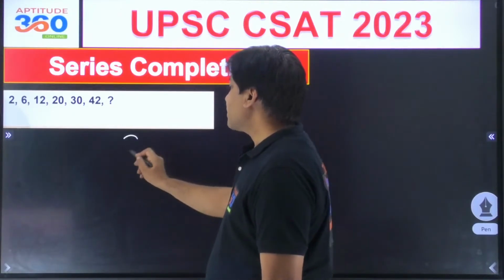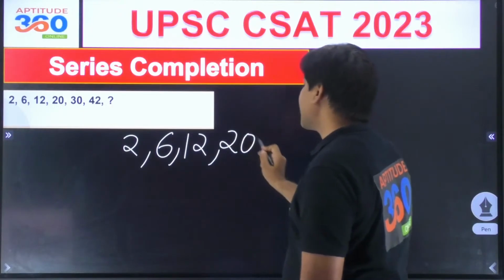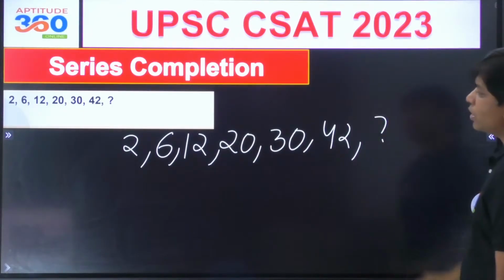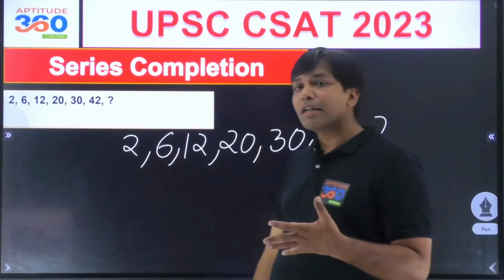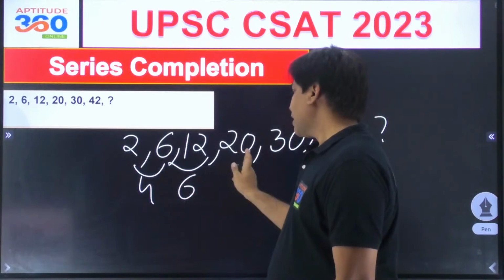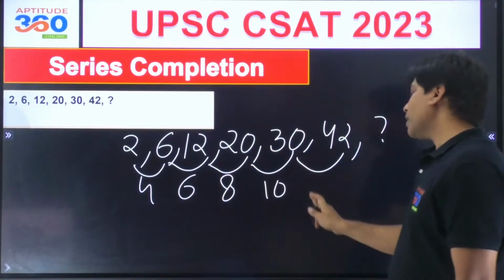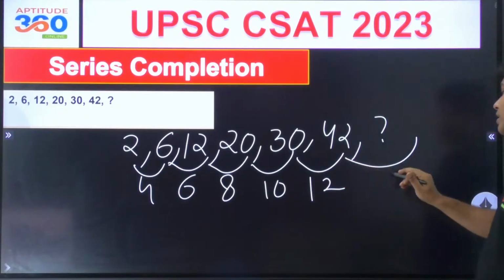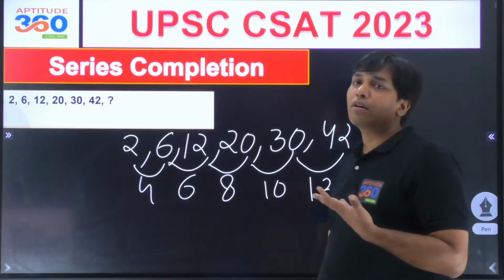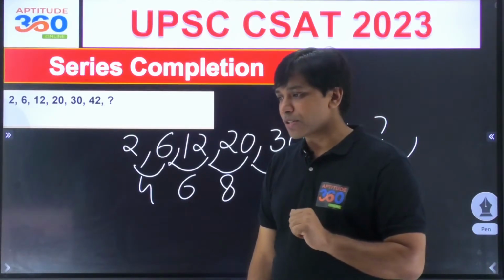So this is nothing but 2 and then 6 and then 12, 20, 30, 42. What is the next term out here? What did I say? If the terms are 4 and 6 and 8 and 10 and 12, what is going to be the next term out here? Next term will have to be 14. The terms are not in arithmetic progression, but their differences are in arithmetic progression, isn't it?